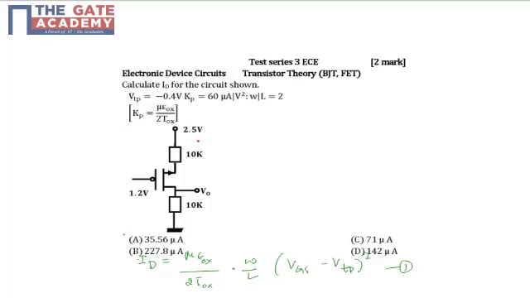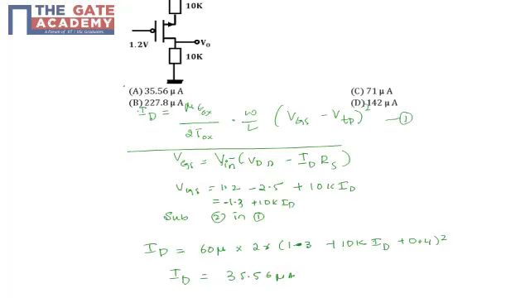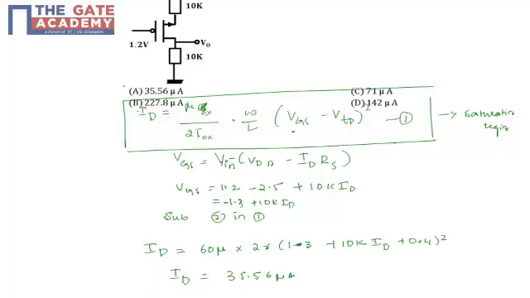In order to find the value of ID, we have the equation ID is equal to mu n COX by 2 into W by L into (VGS minus VTP) whole square. This is the equation for when the transistor is in the saturation region. The mu COX by 2 value is given as 60 microohms, and the W by L ratio is also given.